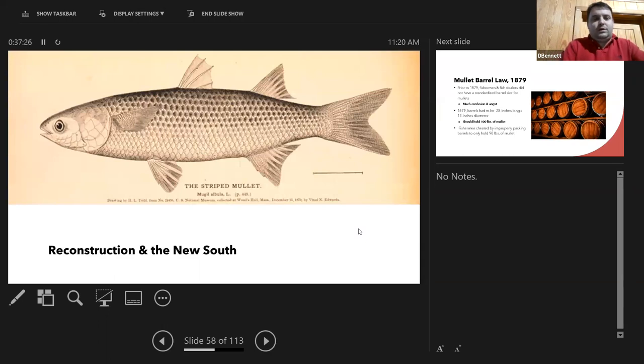And so now we're going to transition into the post-Civil War era. I don't have a whole lot to say about mullet fishing during the Civil War, other than it was heavily disrupted due to the Union occupying large portions of the coastline, and the Union Army pretty much had control over the salt trade, which really prevented a lot of fishermen from getting salt in large quantities to preserve their fish. So the fishery kind of goes into a hiatus during this time period.